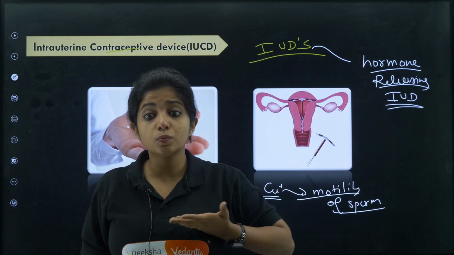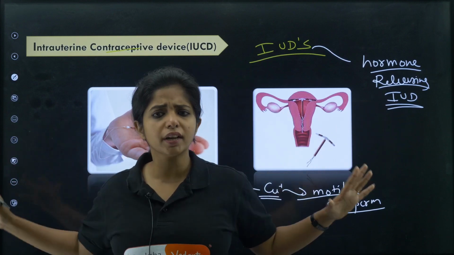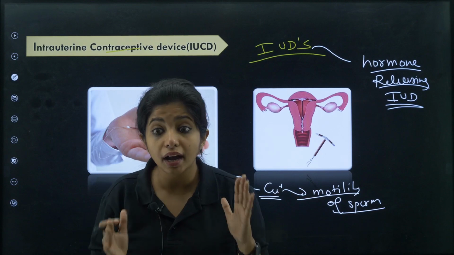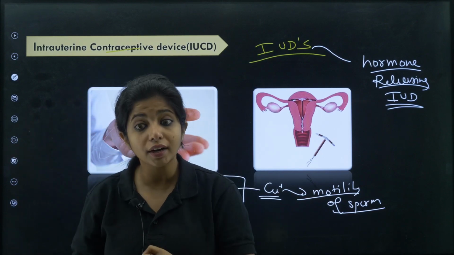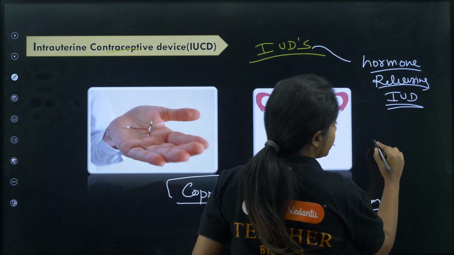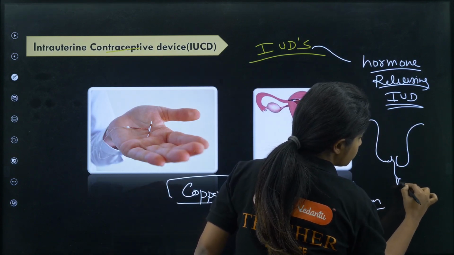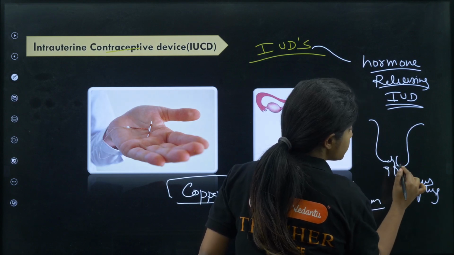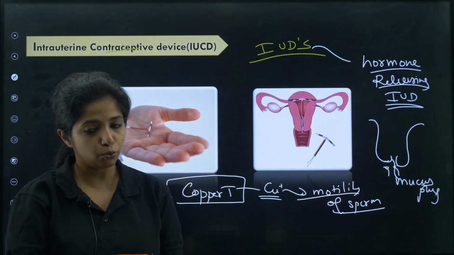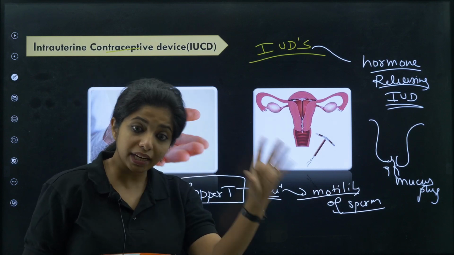Now if their level is increased greatly, they are going to do the opposite of everything. They would not allow ovulation to happen. They would not allow the uterus to have a proper endometrium. They would not allow the cervix to help in the entry of sperm. Suppose this is the cervix. They are going to make a mucus plug over here such that the sperms cannot enter the uterus.